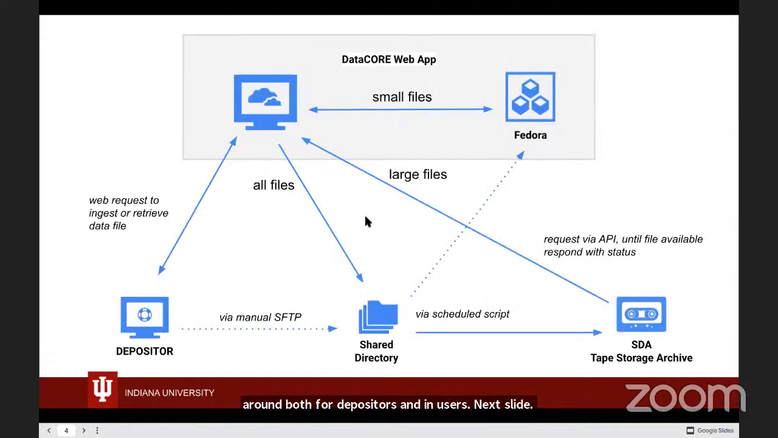This chart attempts to show the ways we deal with data files. The depositor can put files into a shared directory. We have some automated scripts that move the files around to tape storage and to our Fedora instance. Large files, as in files that may be a terabyte or bigger, can't be put into our Fedora system due to space limitations, but they can be put directly into our tape storage. For the end user, we developed a waiting page to warn the user that there'll be a wait before the download begins, but then we are allowing them to download directly from tape through the live system.